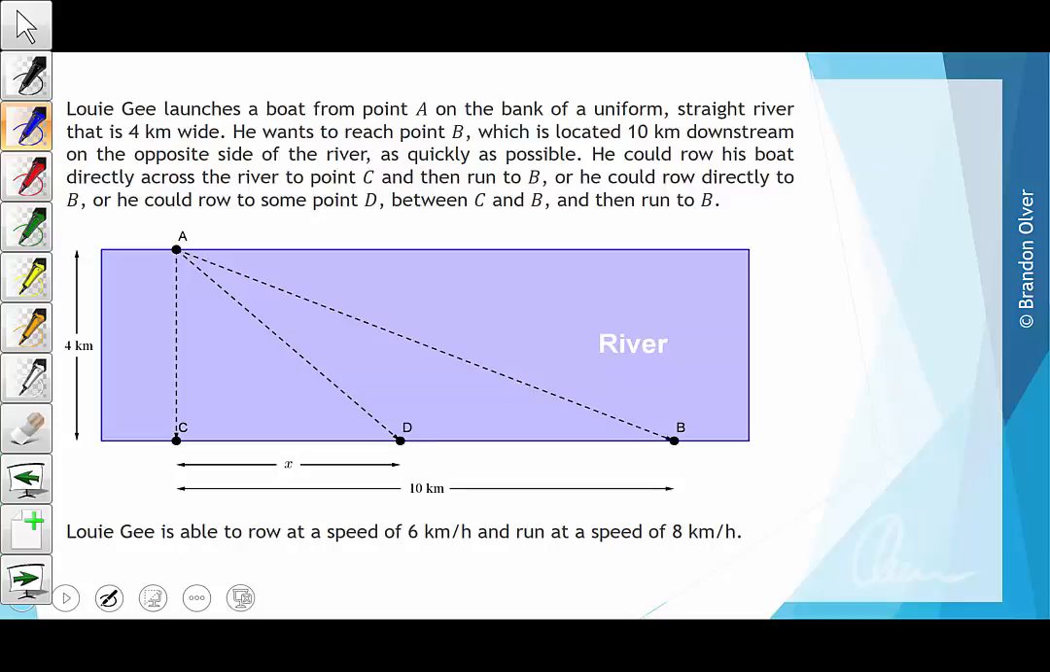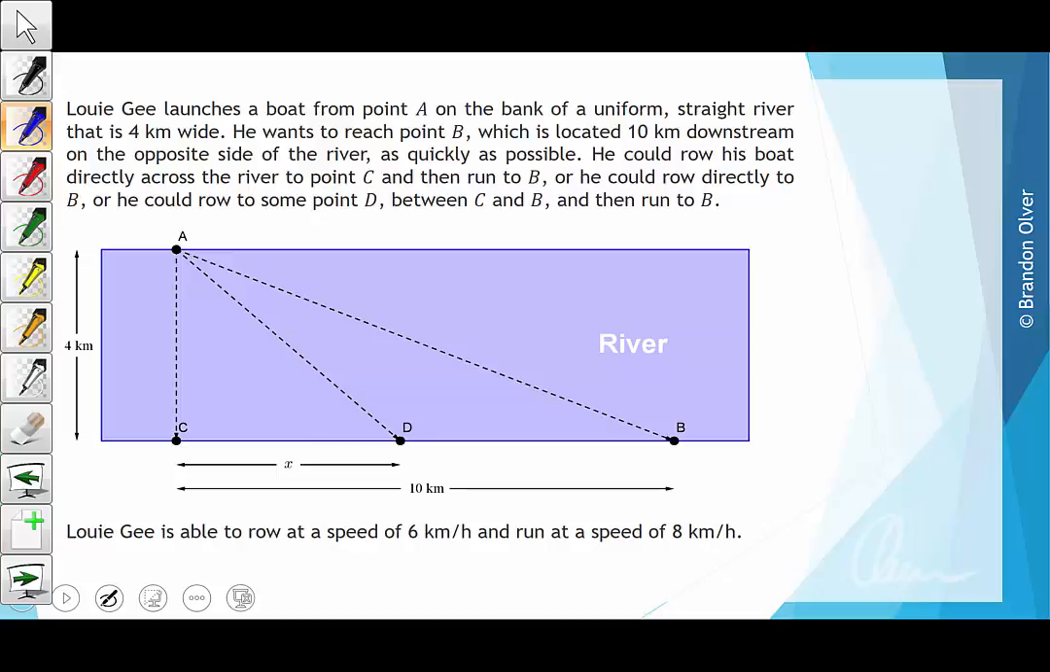Luigi launches a boat from point A on the bank of a uniform straight river that is 4 kilometres wide. He wants to reach the point B, which is located 10 kilometres downstream on the opposite side of the river, as quickly as possible. He could row his boat directly across the river to a point C, as shown in the diagram, then run all the way to B, or he could row directly to B.